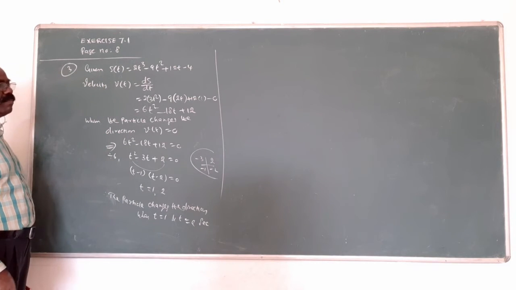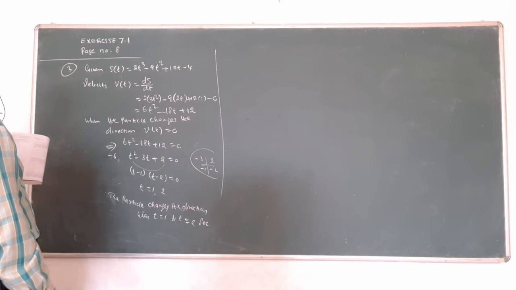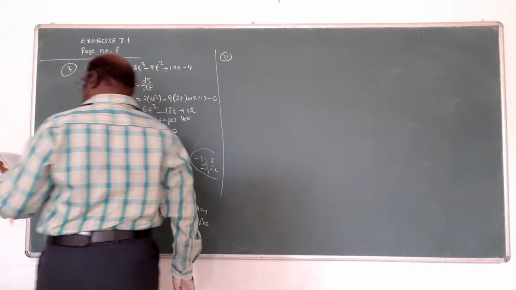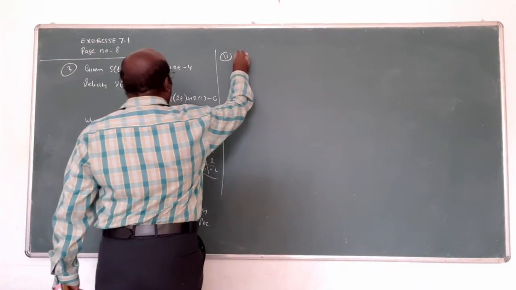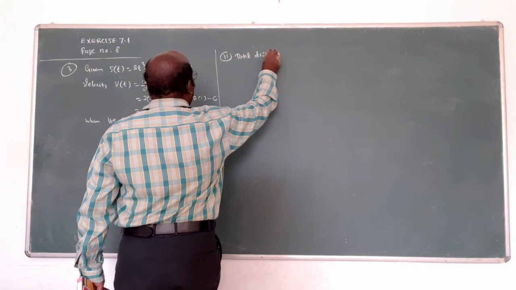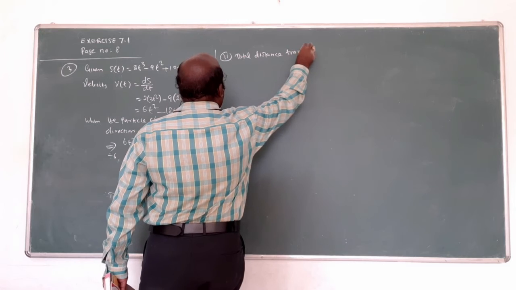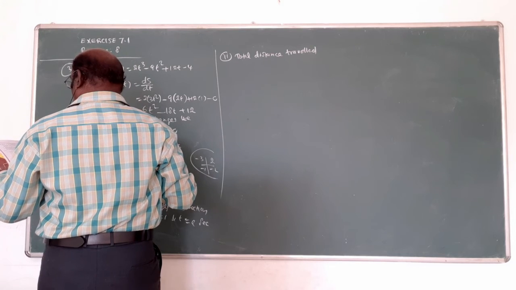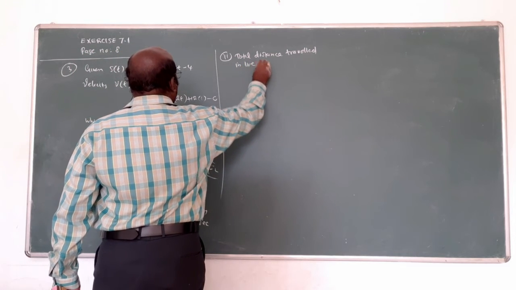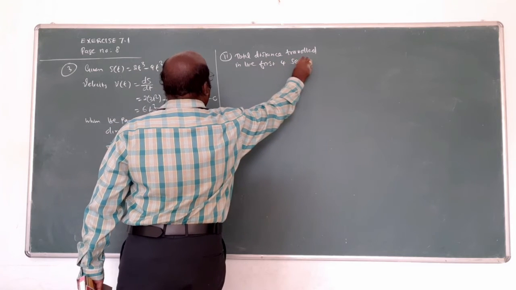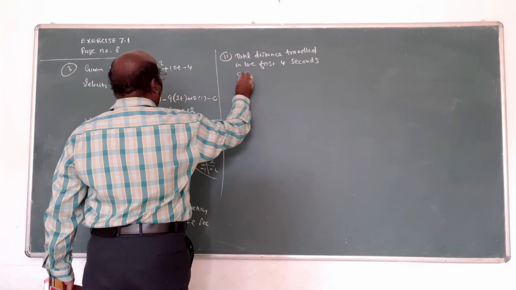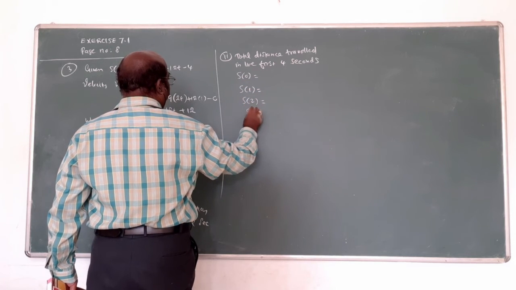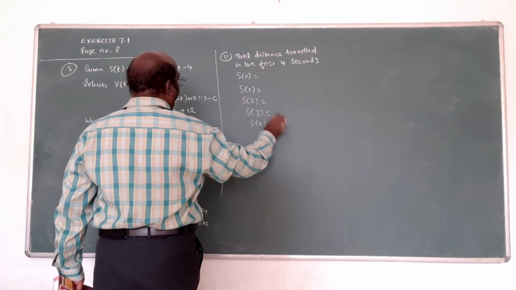That first part is over. Now the next question, to find the total distance. The second part: what is being asked? Total distance traveled by the particle in the first 4 seconds. Okay? That's why, for 4 seconds, you find S of 0, S of 1, S of 2, S of 3, S of 4, one by one.